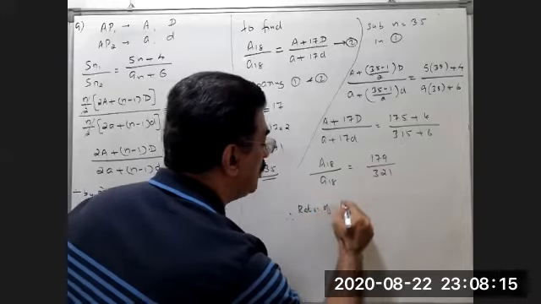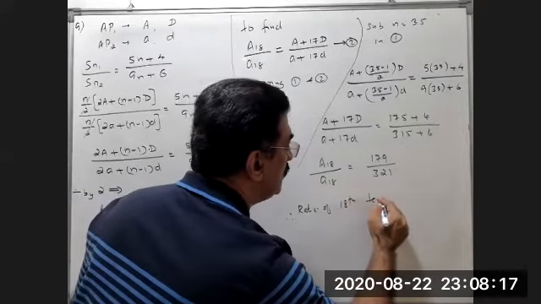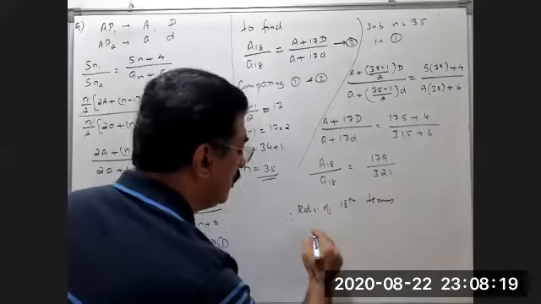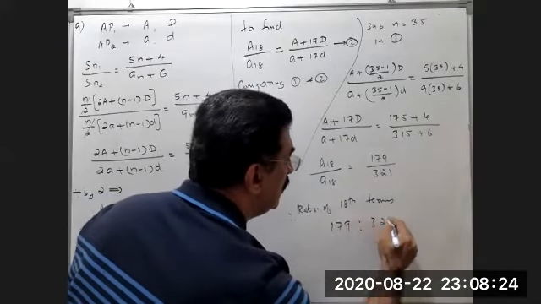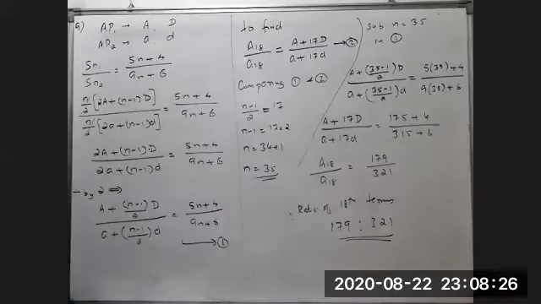Therefore, the ratio of A18 to A18 is 179 is to 321.